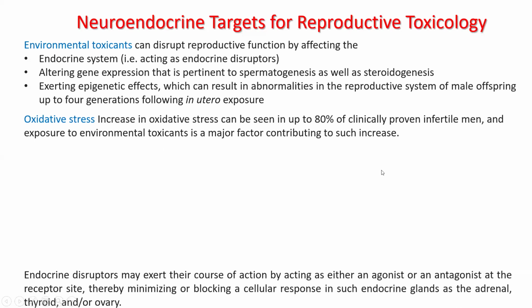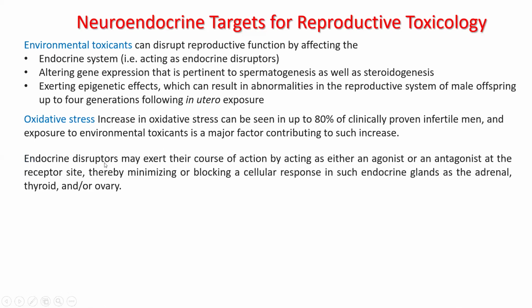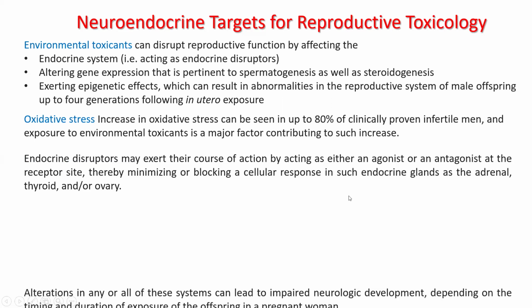Now, endocrine disruptors, which are related to hormonal dysregulation, may exert their course of action by acting either as agonist or antagonist at the receptor site, thereby minimizing or blocking the cellular response in endocrine glands such as the adrenal, thyroid, and ovary. So these endocrine disruptors act on the receptors which are present at different sites, and they block the cellular responses.